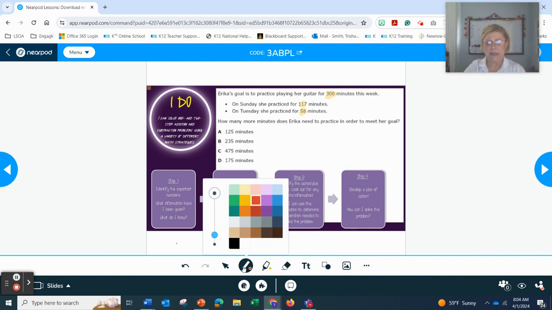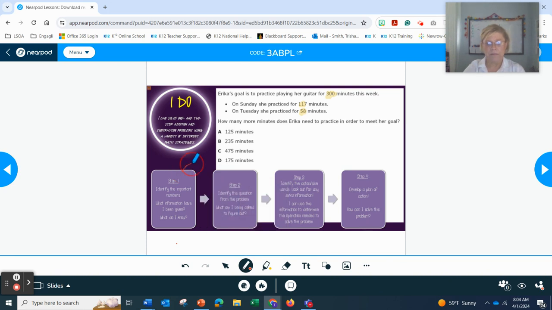So let's look at step 2. Identify the question from the problem. What have I been asked to figure out? How many more minutes does Erica need to practice in order to meet her goal? How many more minutes does Erica need to practice? That's really the most important part. So, how are we going to find that?